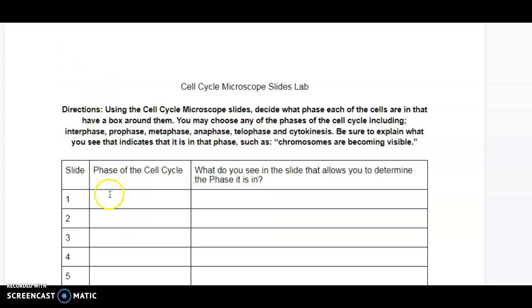So then you'd come over, and whatever phase it is, you would identify what phase it is and then tell me what you see. So in that instance, on that interphase, I would say that the nuclear envelope is still intact, or the chromosomes are not visible yet. Those would all be evidence that you can tell that.